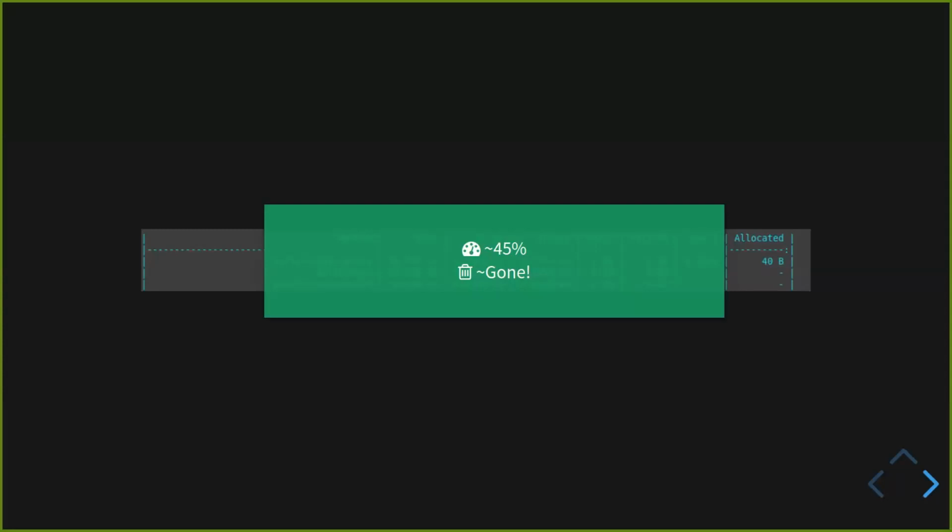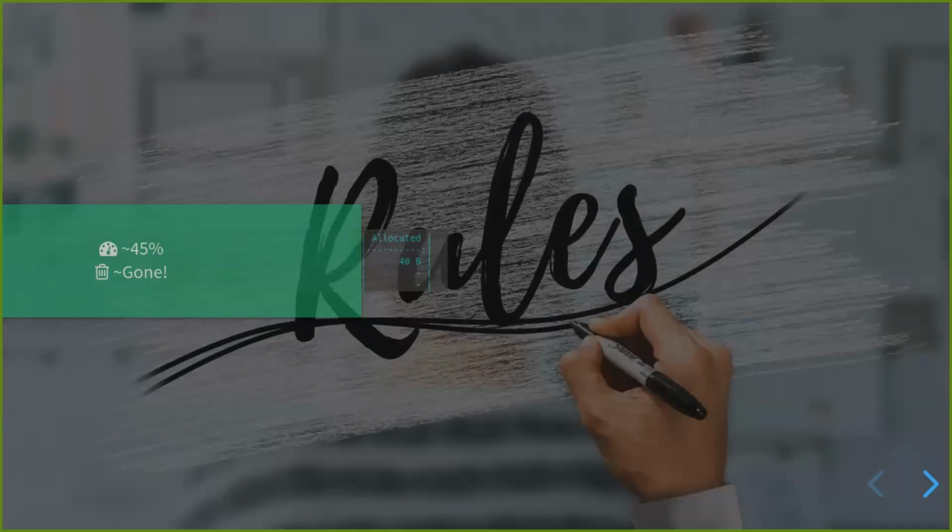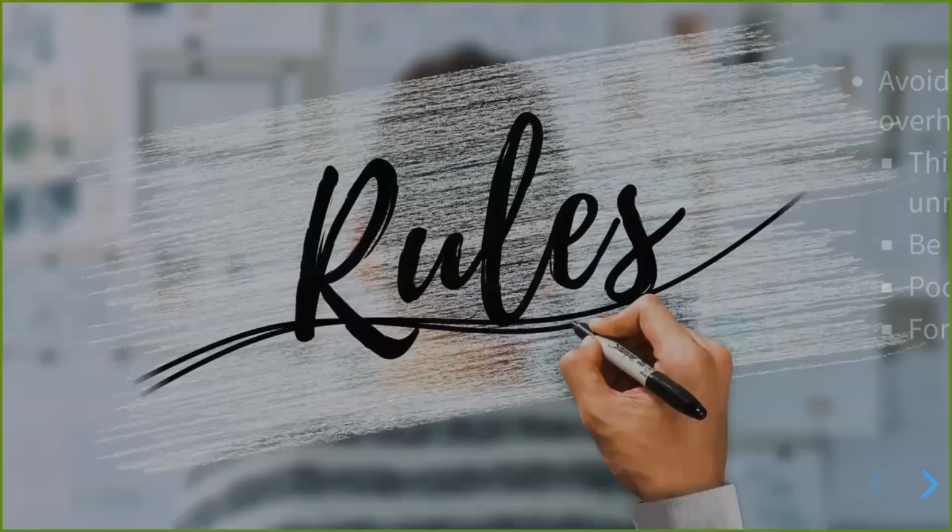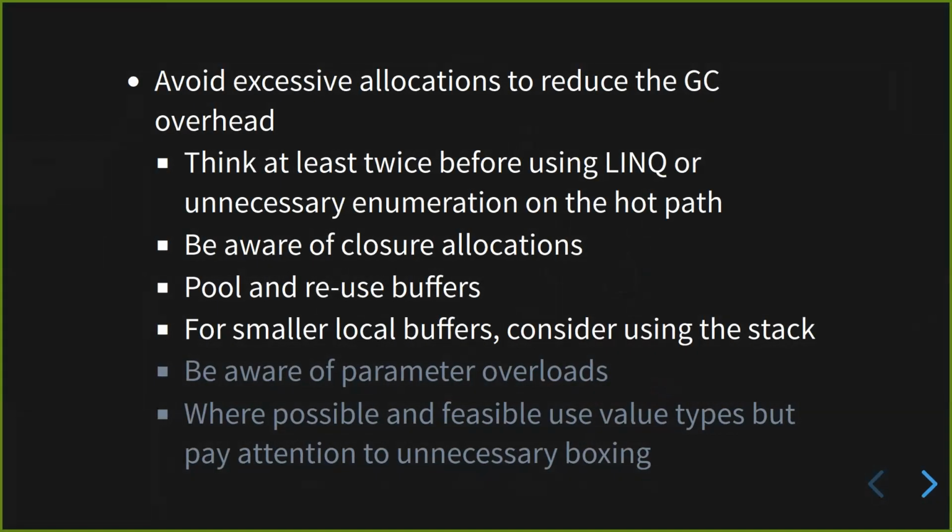So while the first iteration, where we started naively using the array pool for these small byte arrays, was actually 226 times slower than the original version, but we saved allocations, we now have a version that also saves all the allocations, but it's 45% faster than the original version. And that's pretty cool. So let me summarize the most important rules that I have shown you here to avoid excessive allocations to reduce the GC overhead.